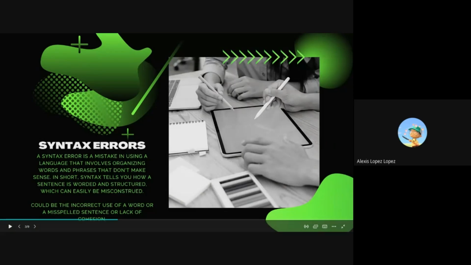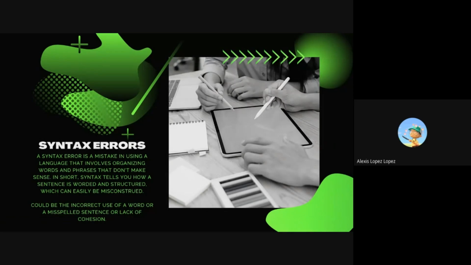Can anybody help me read the syntax errors? I can, teacher. Go ahead. Syntax errors. A syntax error is a mistake in using a language that involves organizing words and phrases that don't make sense. In short, syntax tells you how a sentence is worded and structured, which can easily be misconstrued. It could be an incorrect use of a word or a misspelled sentence or lack of cohesion.